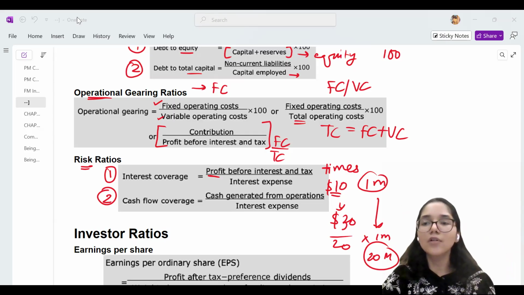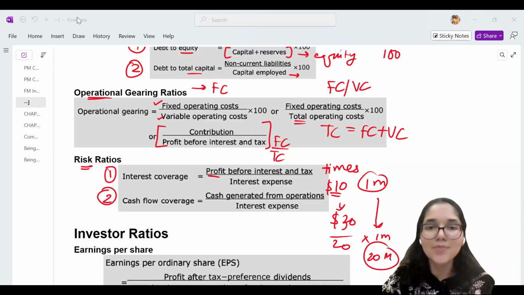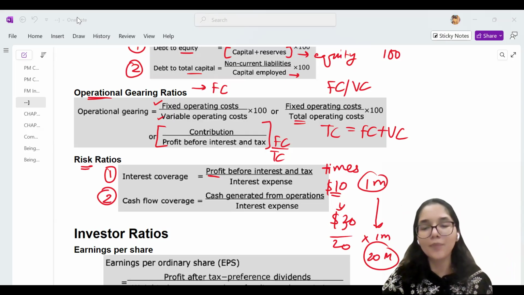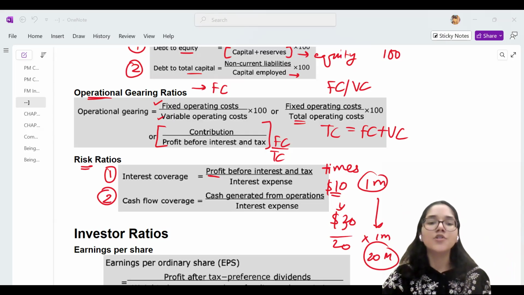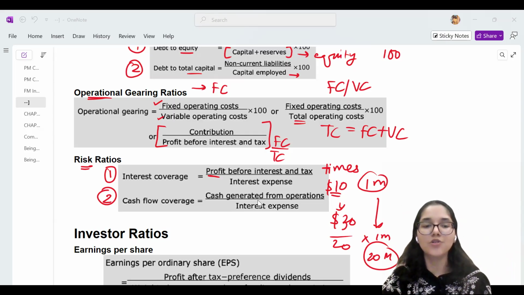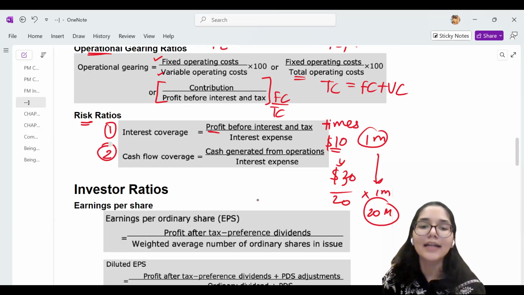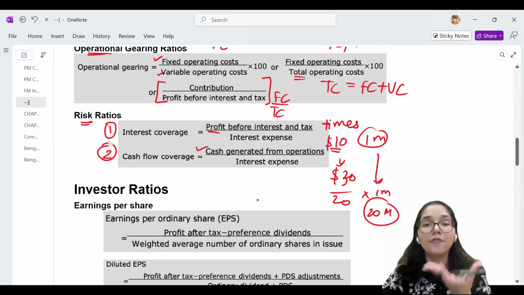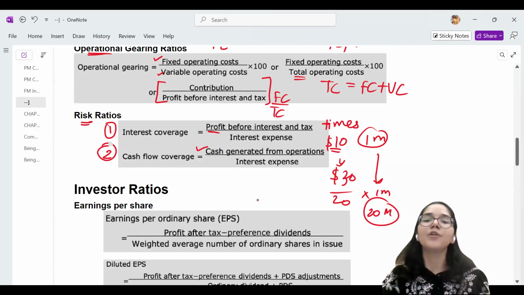So the cash flow coverage method is a better way of measuring the risk. Why? Because the interest will not just be paid by profits. I have to have hard cash in my hand to be able to make the payment for the interest. So the cash flow coverage ratio measures whether, as a business, I have enough cash in my hand to be able to pay the interest.